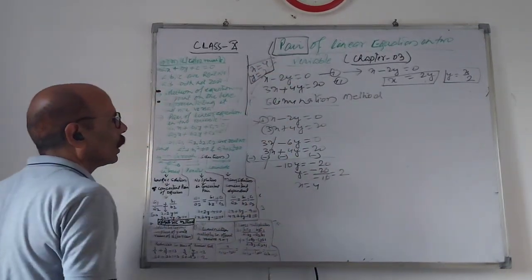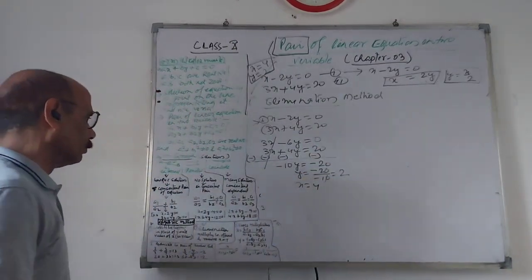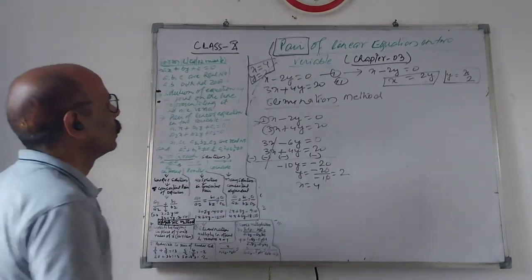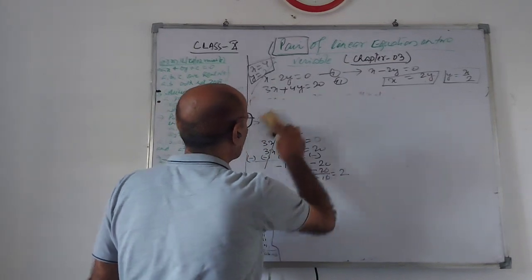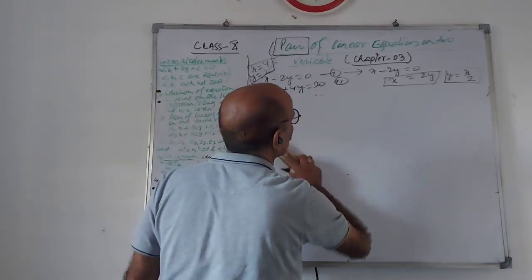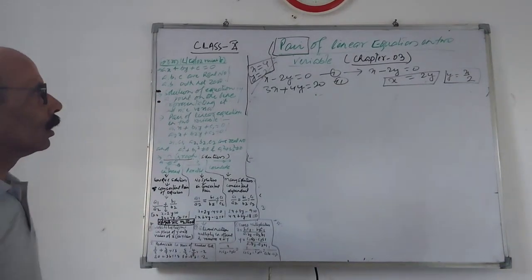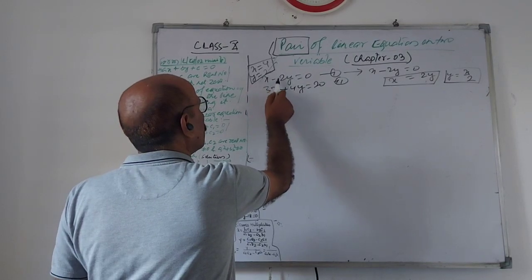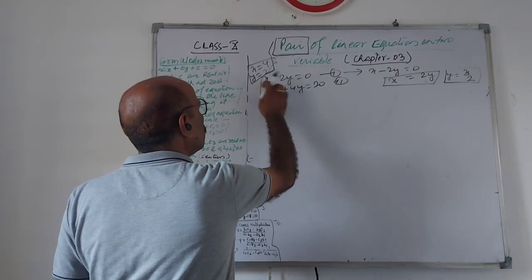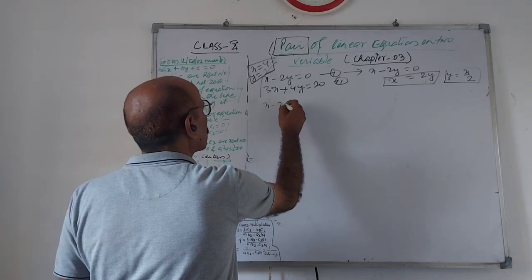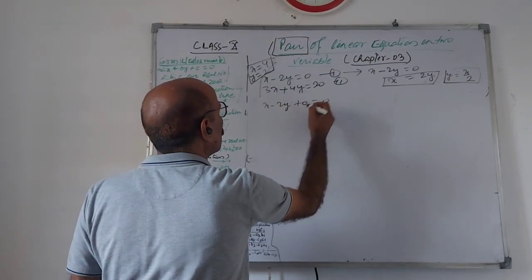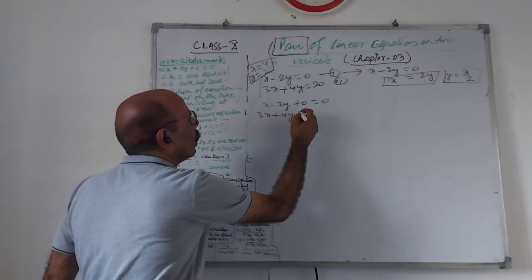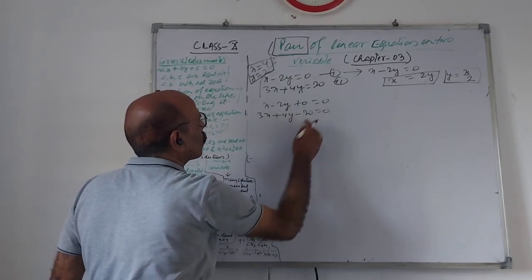Okay. Now the third method is called the cross multiplication method. With this method, you will get the same answer. In the cross multiplication method, the coefficients here are a1, b1. You write this equation in this form: x minus 2y plus 0 is equal to 0. Then here 3x plus 4y minus 20 is equal to 0.